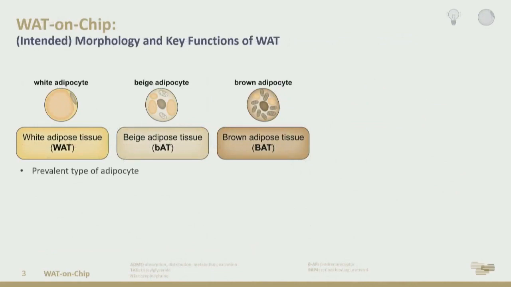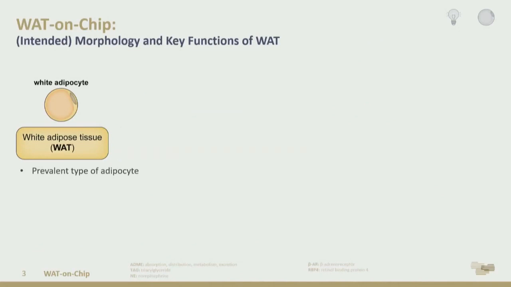The prevalent type of adipose tissue in our body is white adipose tissue, so we primarily focus on this type of tissue. And since a physiologically relevant model should be capable of reflecting key morphological and functional features of the tissue in vivo, it's really crucial that we become clear about those aspects before starting to build the model. So this is what we'll do now.